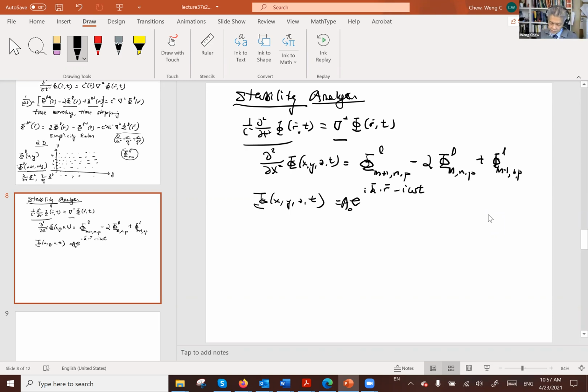Okay, my trial solution. And now if I were to approximate this on the finite difference grid, then you can see that what you have here is that it would be, let me lump this together.